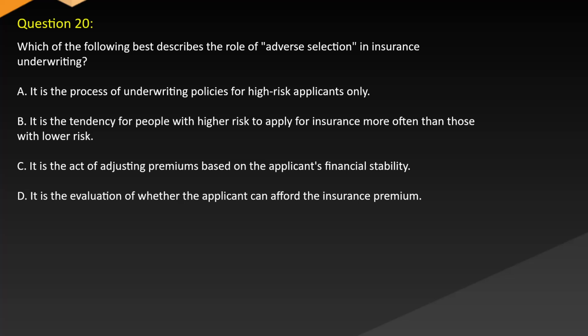Question 20. Which of the following best describes the role of adverse selection in insurance underwriting? A. It is the process of underwriting policies for high-risk applicants only. B. It is the tendency for people with higher risk to apply for insurance more often than those with low risk. C. It is the act of adjusting premiums based on the applicant's financial stability. D. It is the evaluation of whether the applicant can afford the insurance premium.